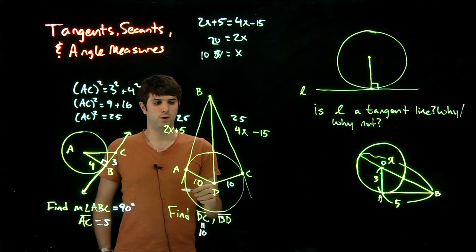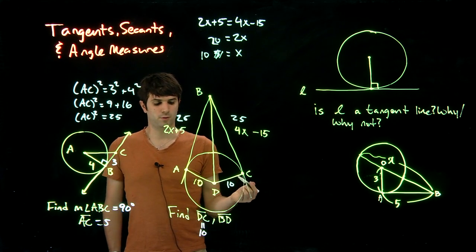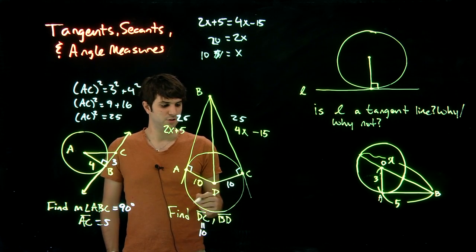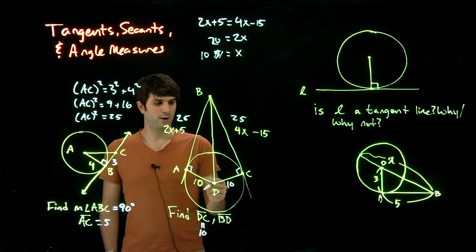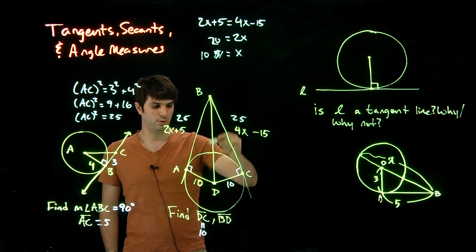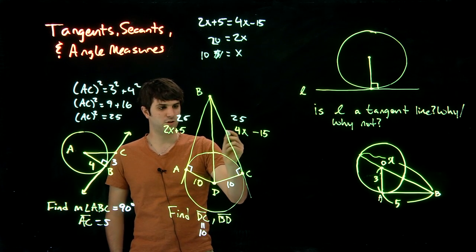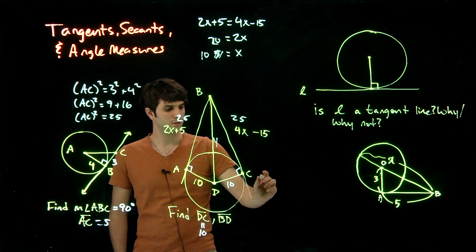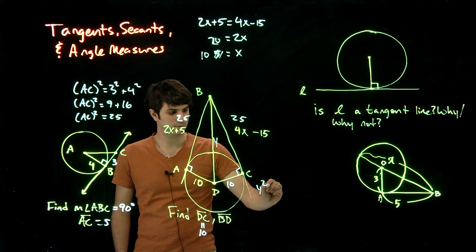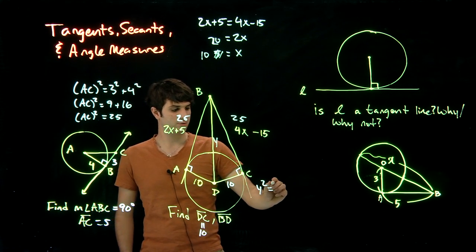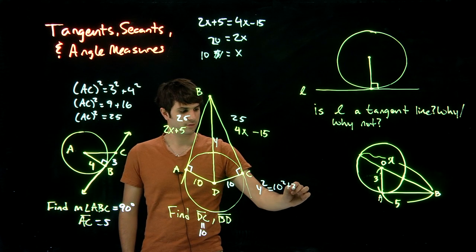Now, how do we do that? Well, before this chapter, we couldn't have done that, but we know that these are right angles. So we have right triangles here. The hypotenuse is BD. So let's call this y. So y squared equals the sum of the legs squared, so 10 squared plus 25 squared.